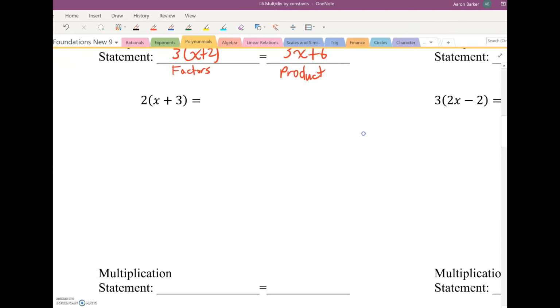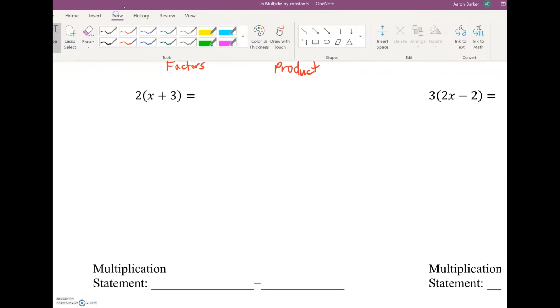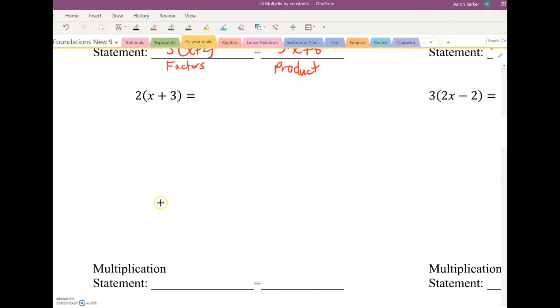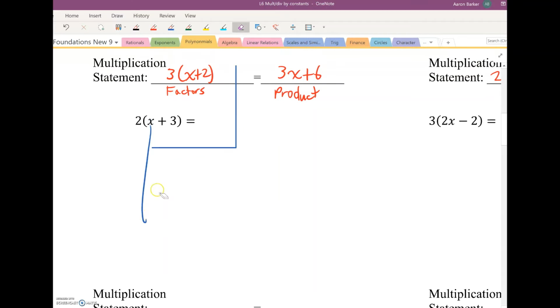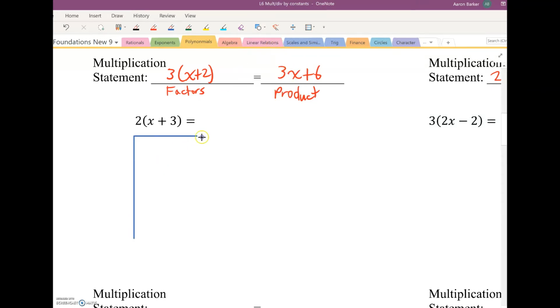Here we have 2 times x plus 3. So before you keep watching the rest of the video, try it yourself, and I'll just complete it right here. There we go. Now I found it. Now I'm on a roll. All right. Here's my x plus 3. 1, 2, 3. Here's my 2.